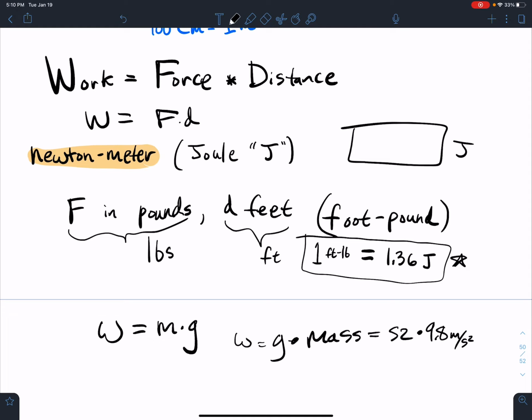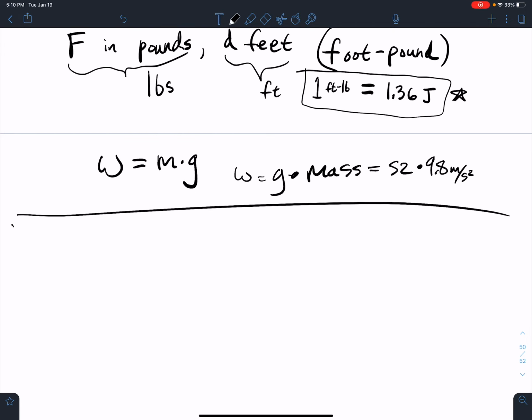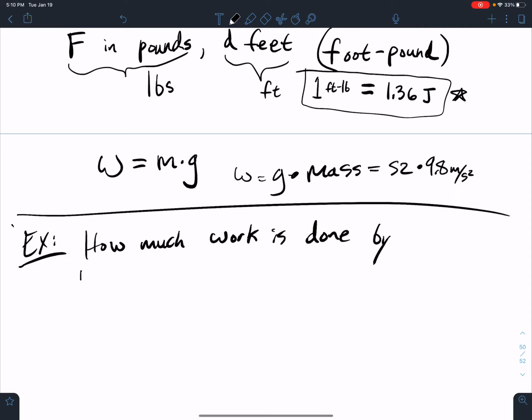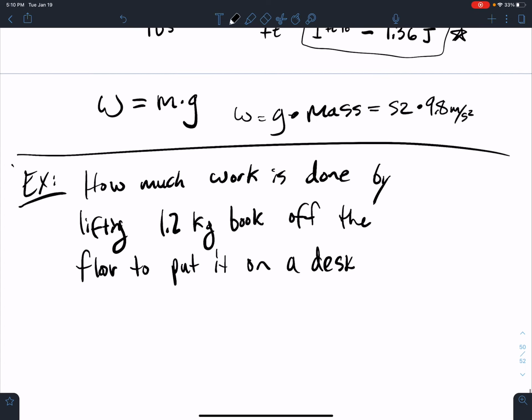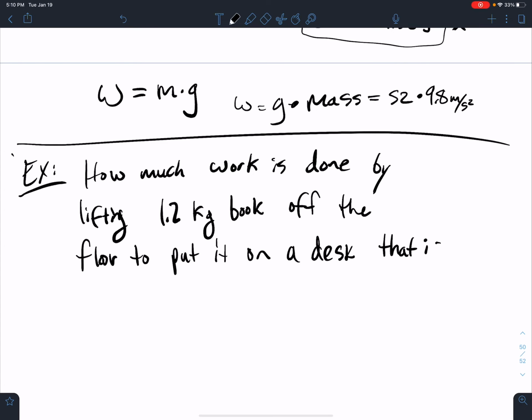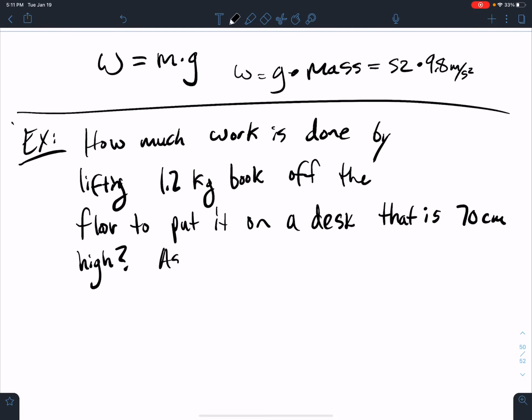Say for example, we want to know how much work is done by lifting a 1.2 kilogram book off the floor to put it on a desk that is 70 centimeters high.